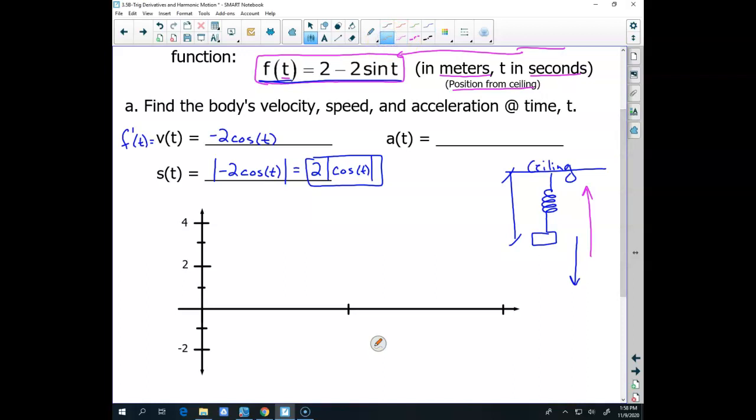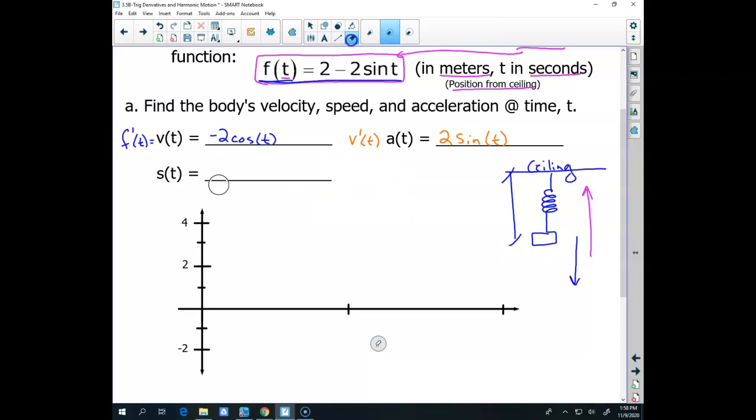In my acceleration function, I'm going to make that one orange. My acceleration function is going to be v prime of t. So when I come back here, the derivative of cosine is negative sine. So that's going to give me a negative negative 2, that's 2 sine t, right? And I'm going to keep all these different, because we're going to graph them all. And let me make my S of t my speed.